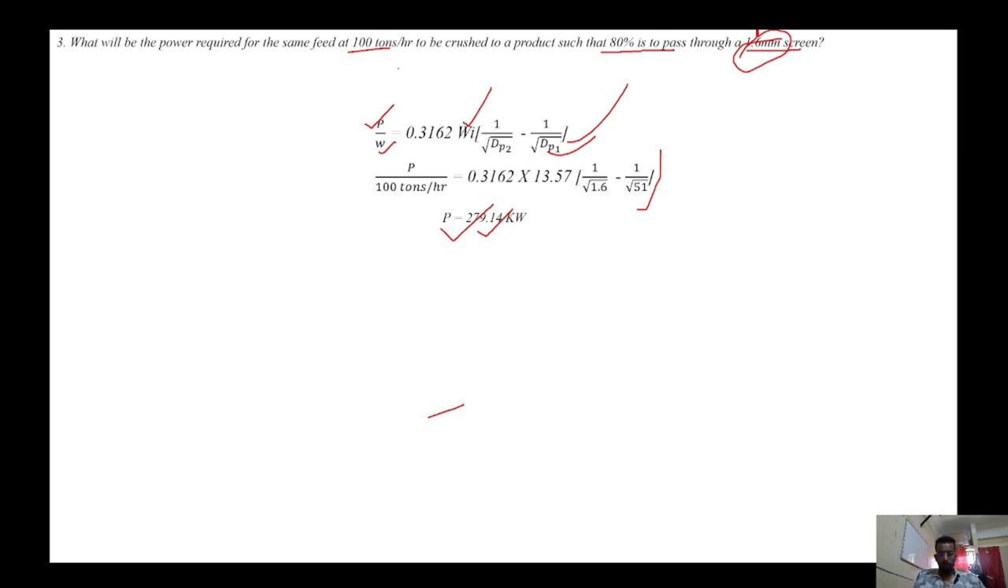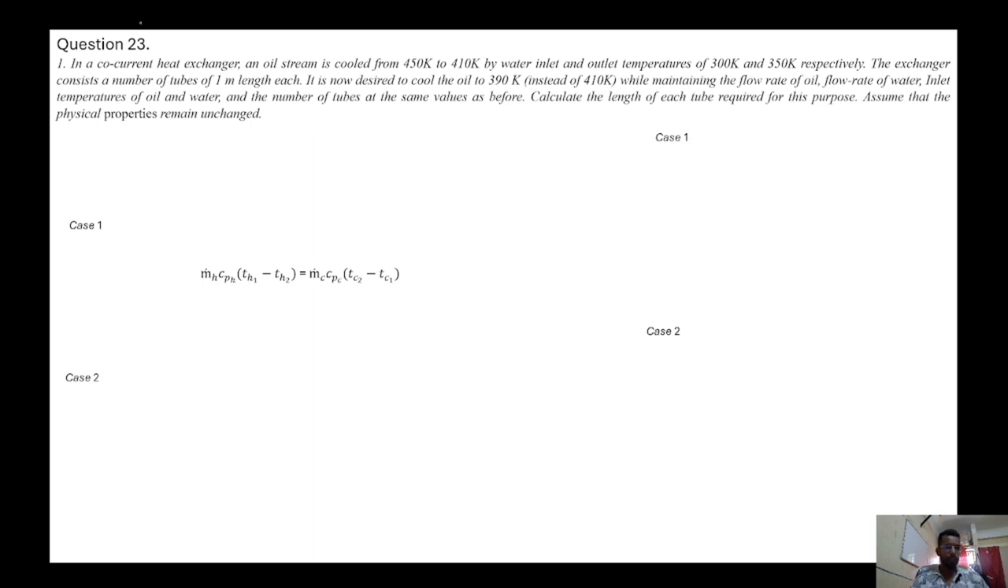Okay, now next question. So question 23 from heat transfer. What question is saying? In a co-current heat exchanger, an oil stream is cooled from 450 Kelvin to 410 Kelvin by water with inlet and outlet temperatures 300 and 350 respectively. The exchanger consists of a number of tubes of 1 meter length each. This is the first case. It is now desired to cool the oil to 390 instead of 410. We were cooling the oil at 410 in case first.